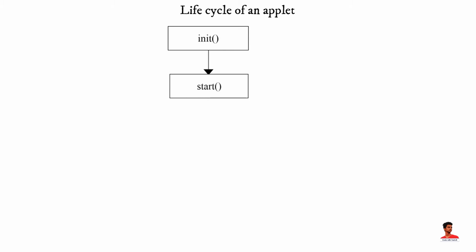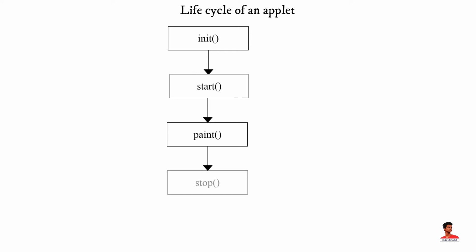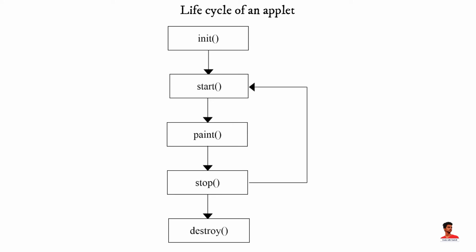This is the life cycle of an applet. When an applet begins, methods are called in sequence as. When an applet is terminated, methods are called in sequence as. Let's understand these methods.